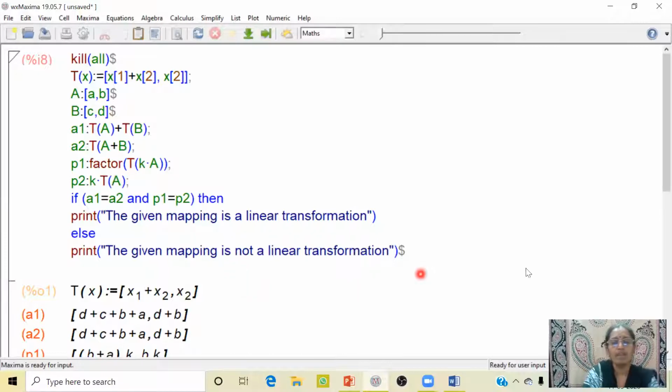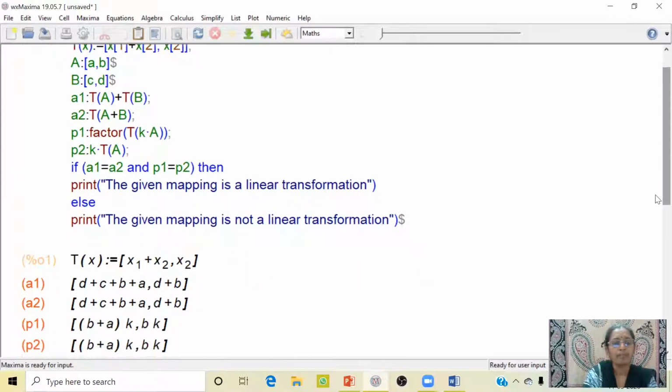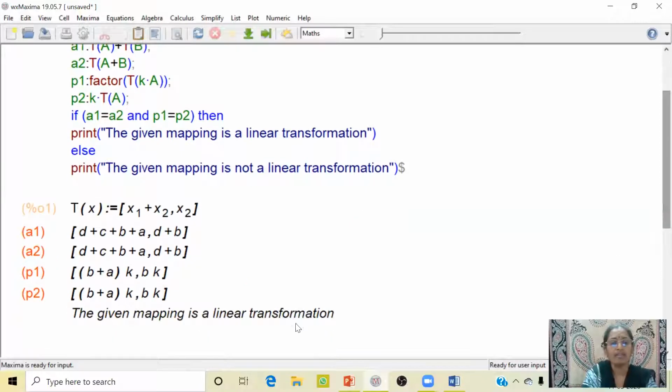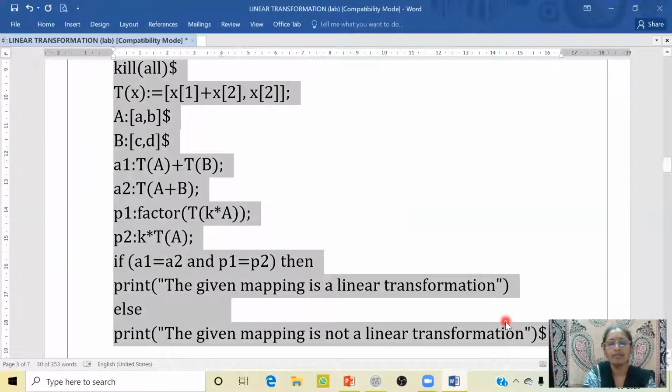So here we have P1, that is B plus A into K. Here K is removed as a common factor so that we can show that P1 is equal to P2. Therefore, the output says that the given mapping is a linear transformation. This is what we got in the manual part also. Let us go back to the Word.